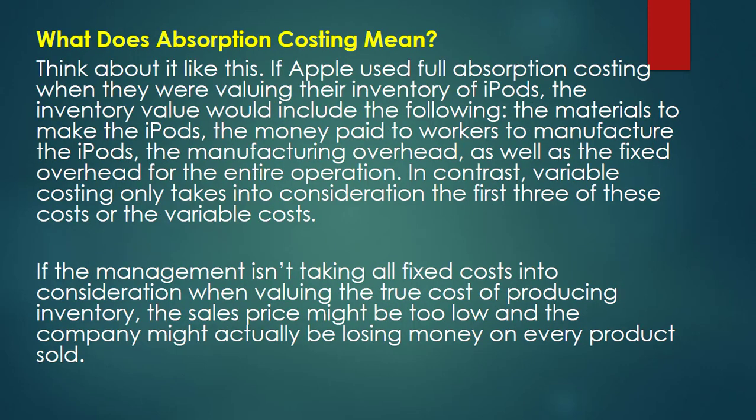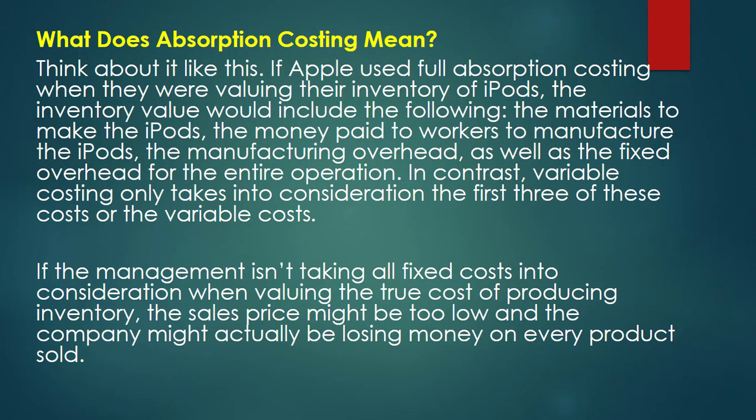So think about it like this. If Apple used full absorption costing when they were valuing their inventory for iPods, the inventory value would include the following things. Number 1, the material to make the iPods. Number 2, the money paid to workers for manufacturing the iPods. So these are the direct labor. And number 3, the manufacturing overhead, as well as the fixed overhead for the entire production.